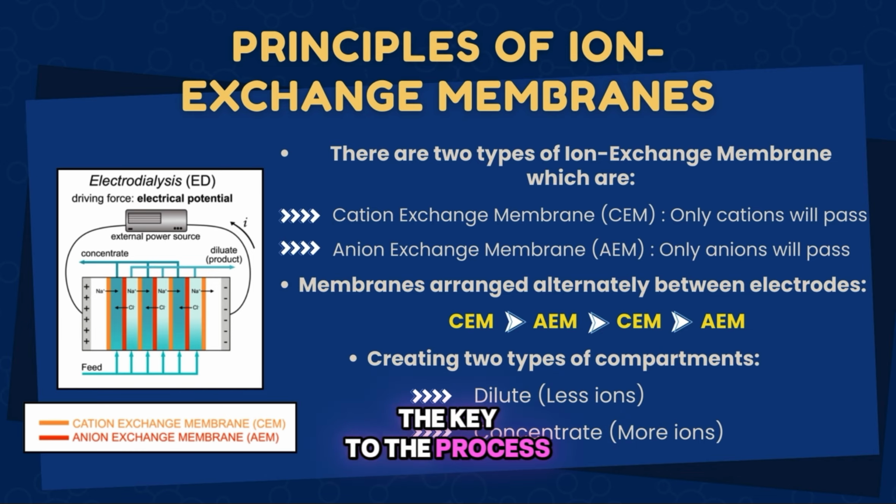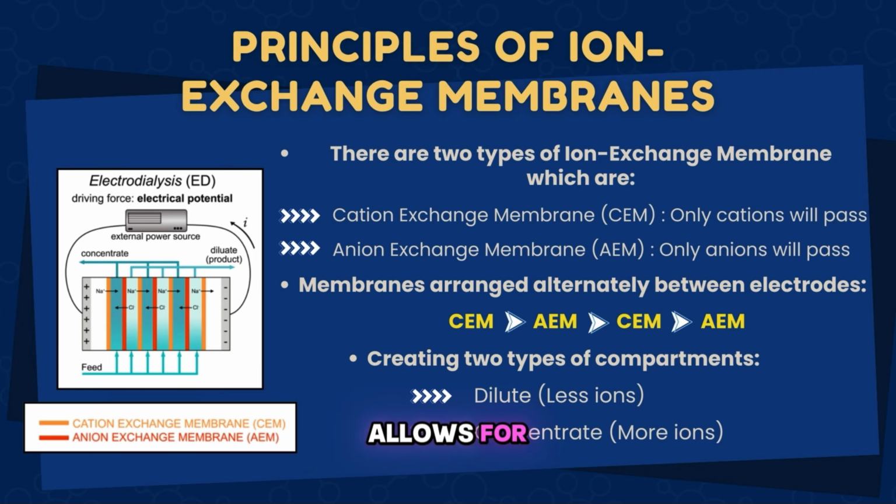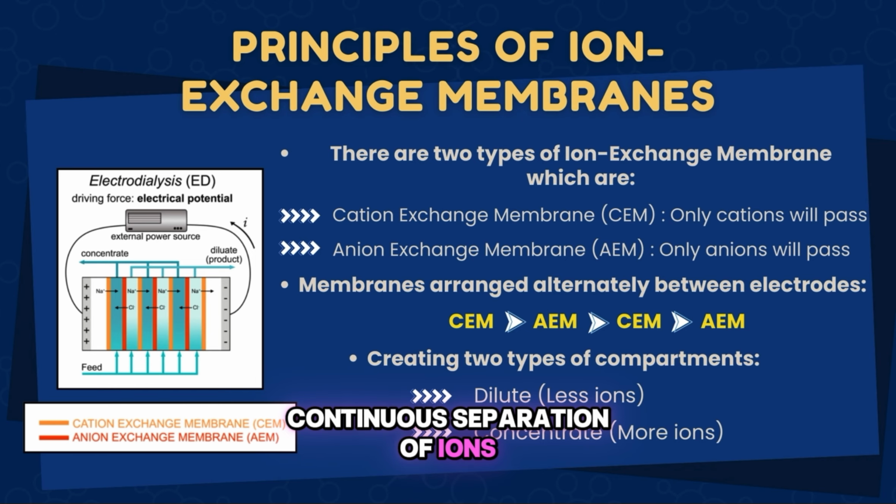The key to the process is how we arrange them in a system. We stack them in an alternating pattern, CEM, AEM, CEM, and back to AEM. Because of this, as ions move, they will get blocked from going further in each channel. This creates two separate types of compartments: the dilute channel, where ions are removed to create clean water, and the concentrate channel, where the ions gather. This is the basic mechanism that allows for continuous separation of ions.